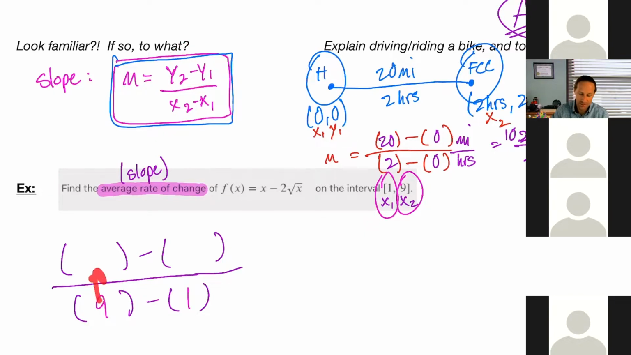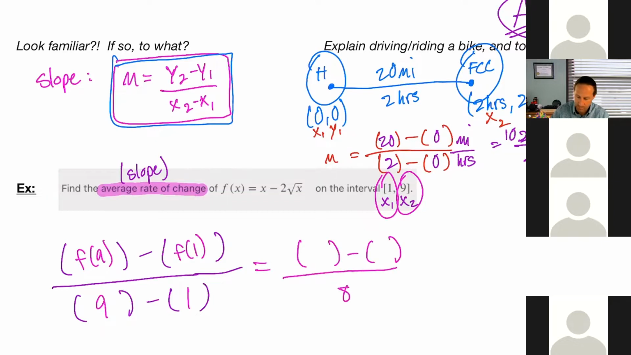And as long as you're consistent, you'll be fine. I'm going to go to my function. I'm going to plug in 9. I'm going to go to my function. I'm going to plug in 1. And I'm going to find those values and then subtract them, which I can already do for my x's and the difference between 9 and 1. You guys with me on that?